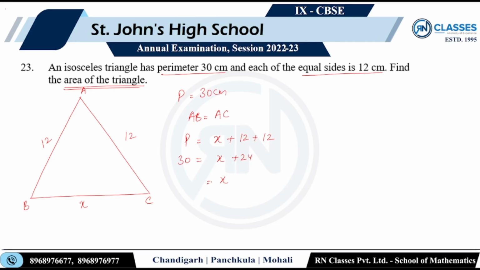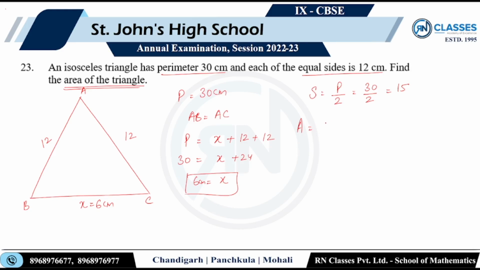So what is the value of x? 6, of course, centimeters, right? So now the last side is also given to be 6 centimeters. Now I need to find the area of the triangle. How is area found? By Heron. So I need to find S, the semi-perimeter, first. Perimeter by 2, I can directly write as 30 by 2, which is 15.